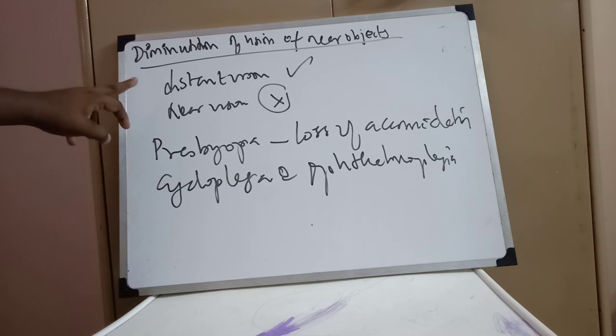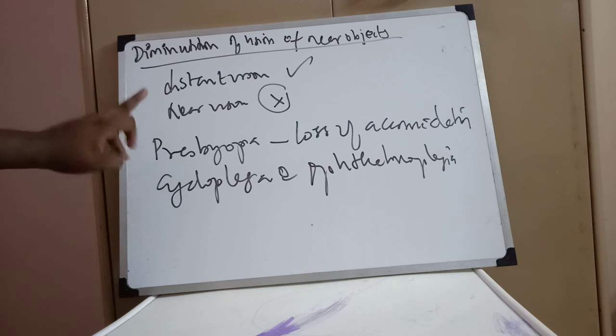You should assess first that distant vision is normal and near vision is defective. Both these conditions are very, very important. This is mostly going to be seen in elderly patients.